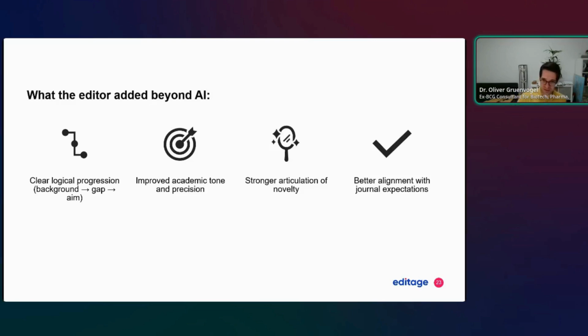So what I liked about this part as well is the editor added beyond the AI draft a very clear logical progression from the background to the gap to the aim. What I mentioned with the academic tone, the academic precision is much, much better compared to a more generalistic LLM. The novelty and the why this research is so important is much better articulated, and it aligns better with the journal expectations on what you would want to see.